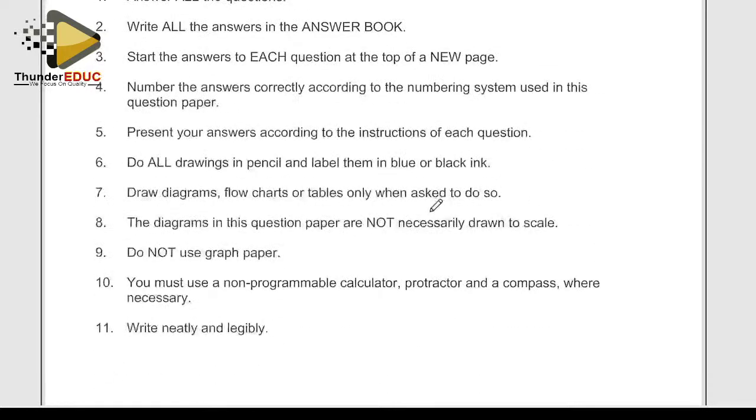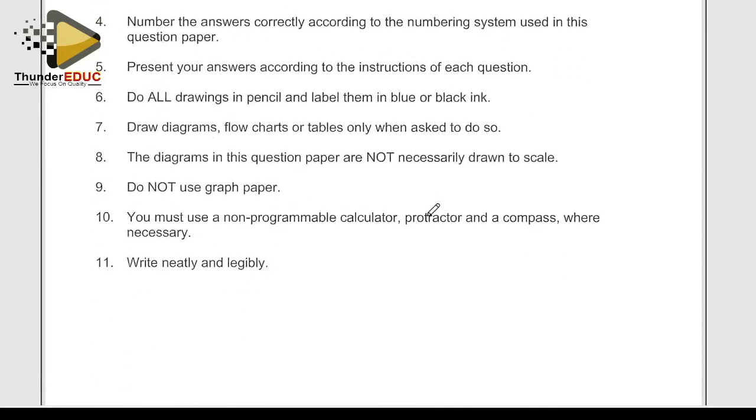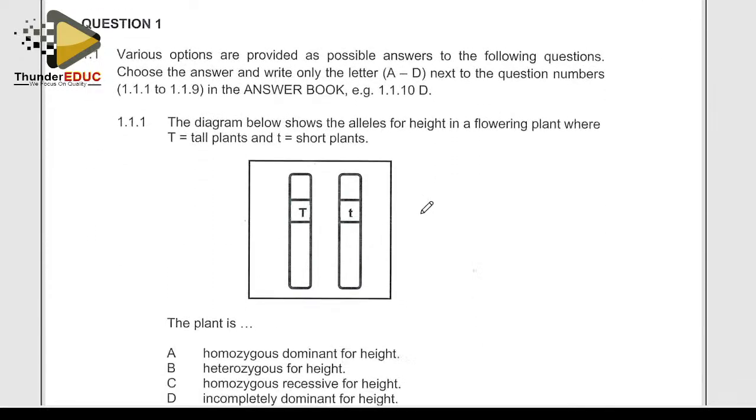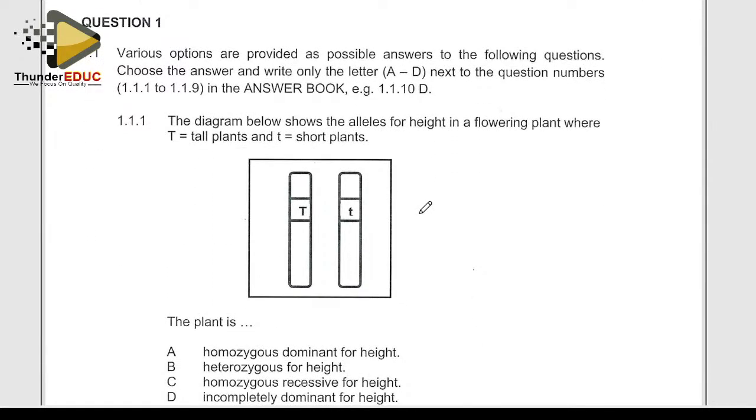You know me, I don't go through instructions. You're supposed to do that every time you go through the paper. The first question is a multiple-choice question. The diagram below shows the allele. When you say allele, it means this.